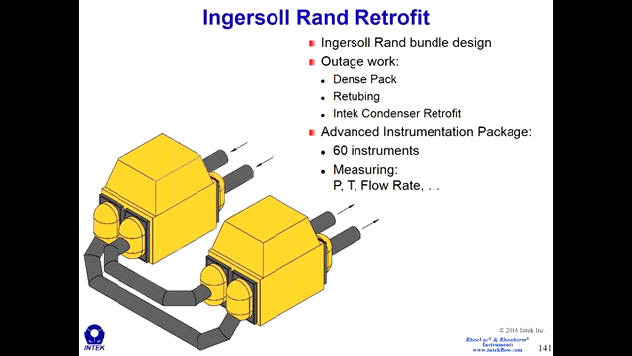Now here's another project, an Ingersoll Rand retrofit project. This bundle, the Ingersoll Rand bundle, was modified during the outage. They did some turbine work. The unit was retubed, but the tube material did not change. They originally had copper nickel tubes. They retubed with copper nickel tubes, and they installed a condenser retrofit.